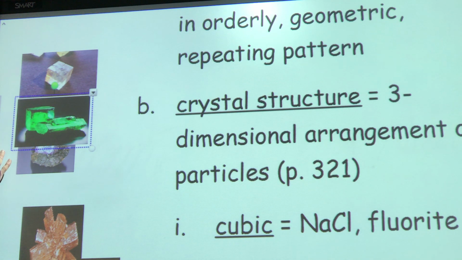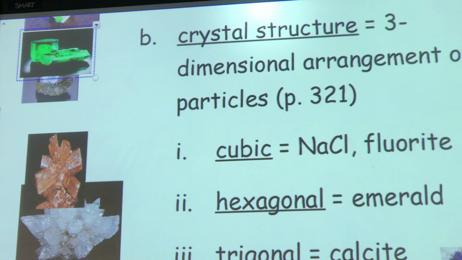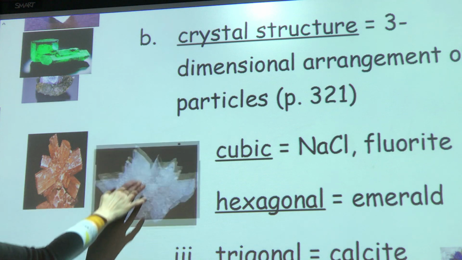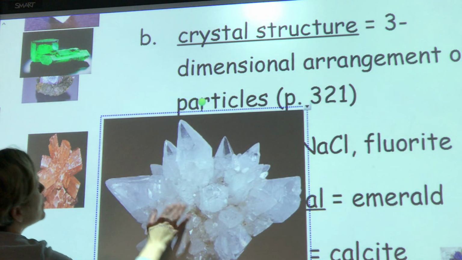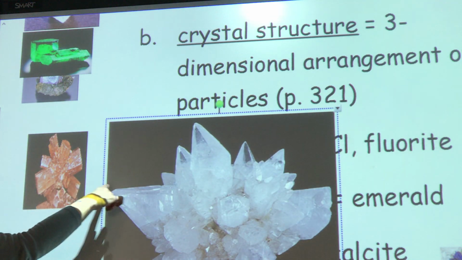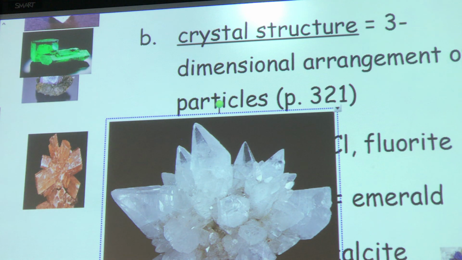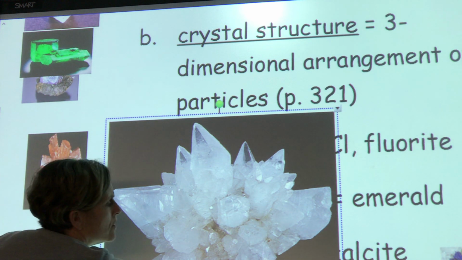Trigonal is sort of 3D triangles, which are cool. Calcite, this is calcite here, and you can see the triangles here, sort of pyramid looking things. That's a trigonal crystalline structure, very pretty.